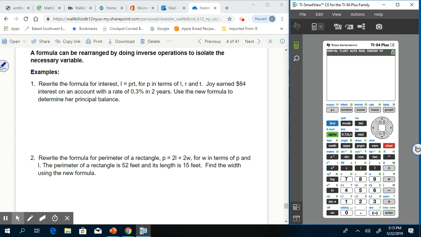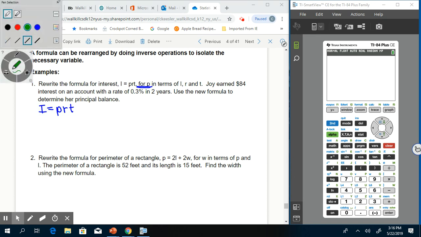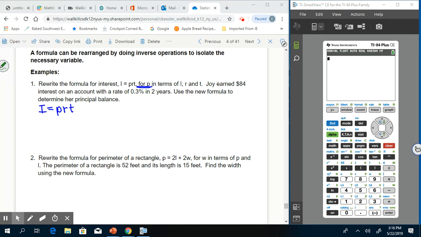and T. So "for P" tells us the variable that we want to isolate. So I'm going to start with that part. So we have I equals PRT. We want to solve for P. So we've got to get everything away from P. Since everything's being multiplied, we're going to divide by the other two variables, making our equation P equals I over RT. Done. We've solved for P.